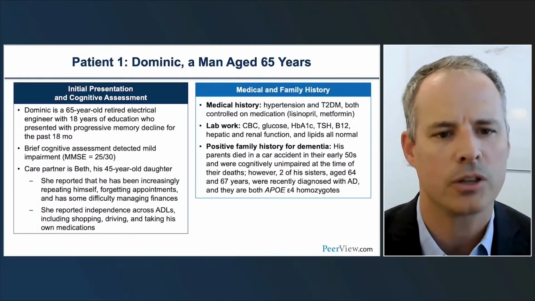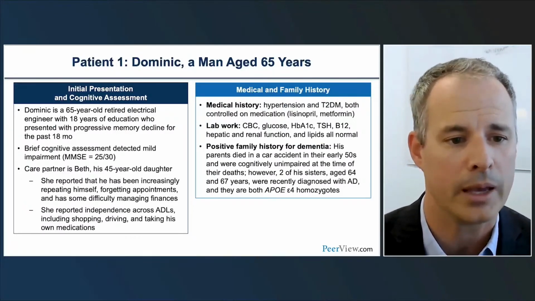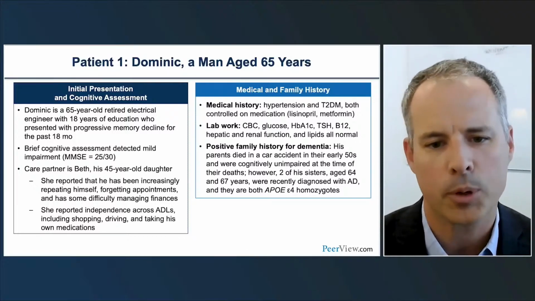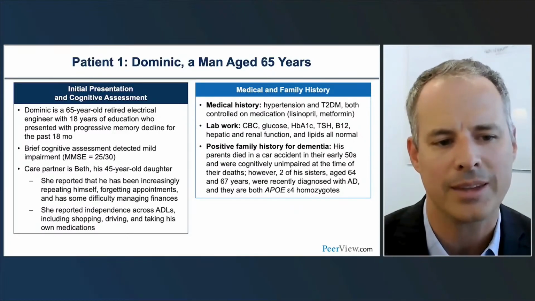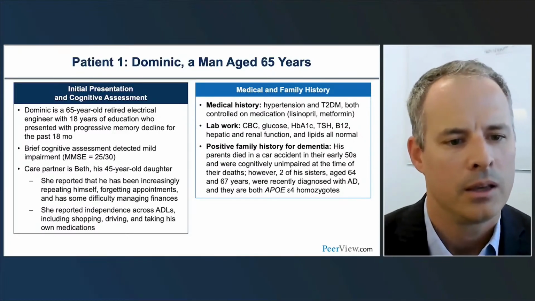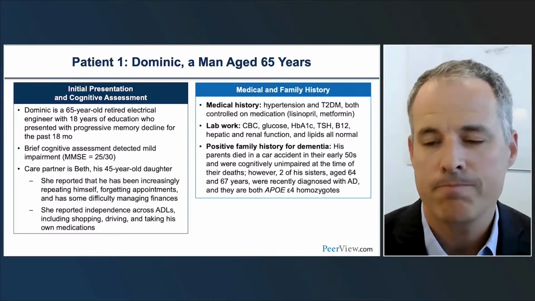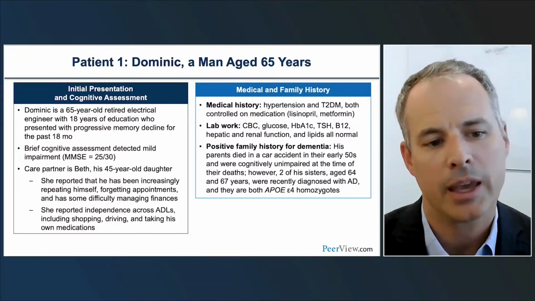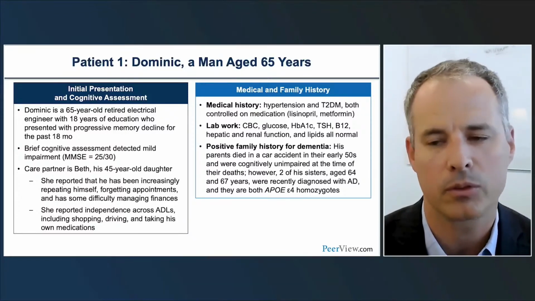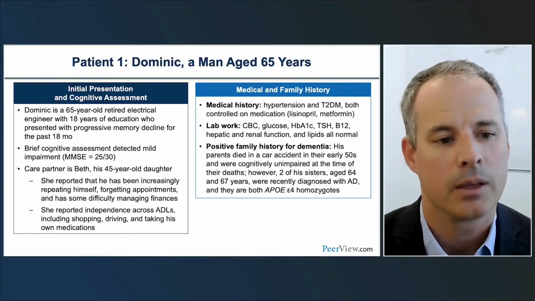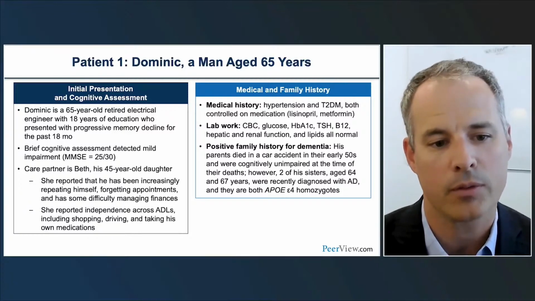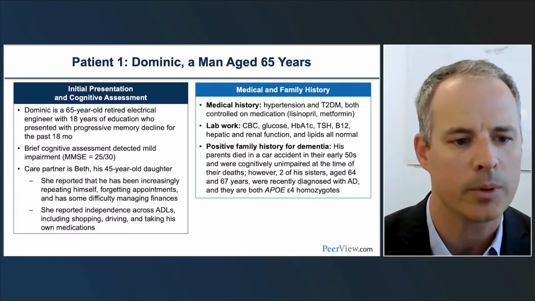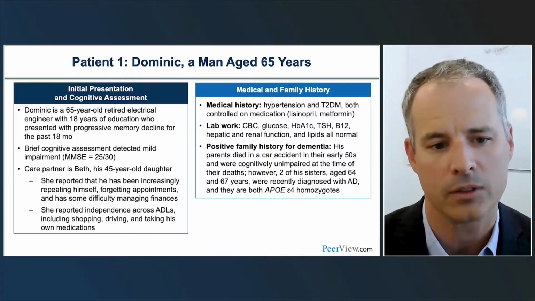So the first is a patient that we'll call Dominic, a 65-year-old man who's a retired electrical engineer with 18 years of education, who's presenting with progressive memory decline for the past 18 months. He scores a 25 out of 30 on his mini mental status test, so mildly impaired. His care partner, Beth, who's sort of serving as a collateral source, that's his 45-year-old daughter, reports that he's been repeating himself increasingly, forgetting appointments, and had some difficulty managing his finances.